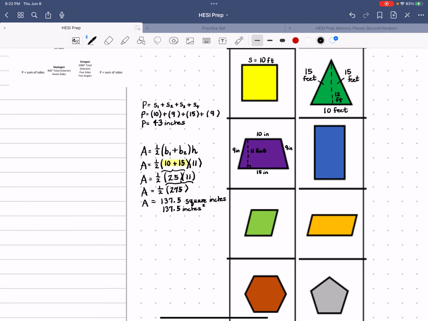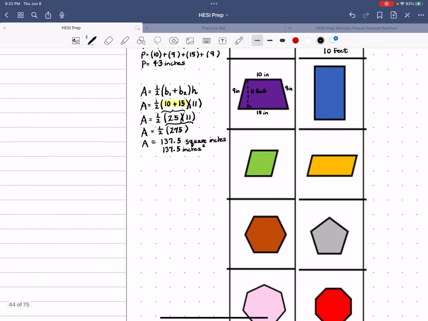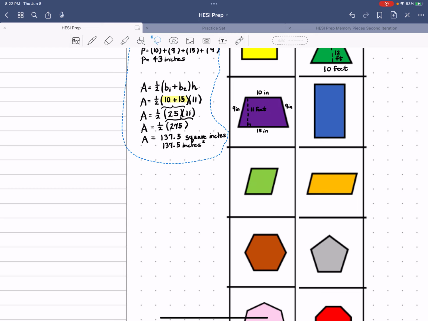And I used up a lot of space for the trapezoid. Let me move this up just a little bit more because I don't want to run out of room here. That is your trapezoid.